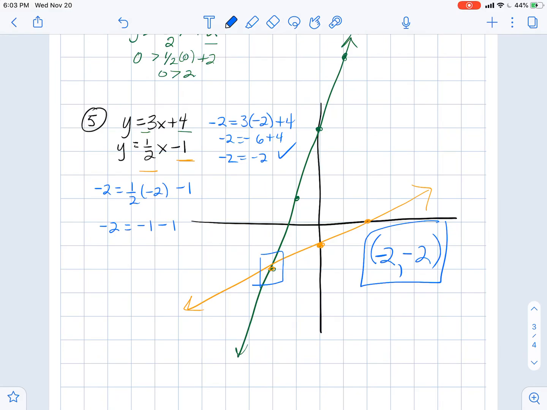And -1 minus 1, well, -1 minus 1 is -2, and it checks. So remember, you can check these.